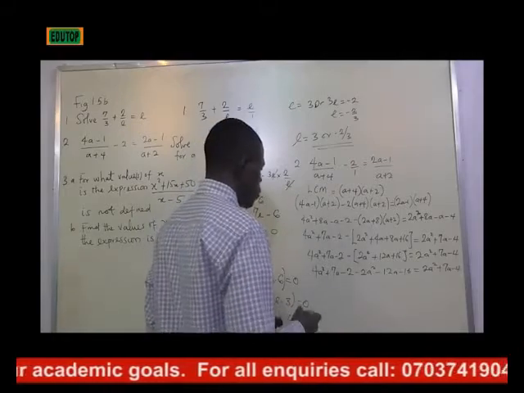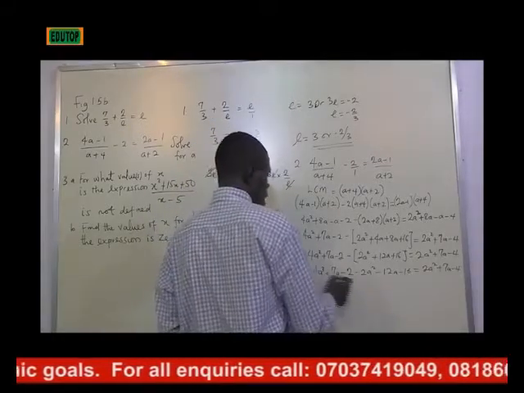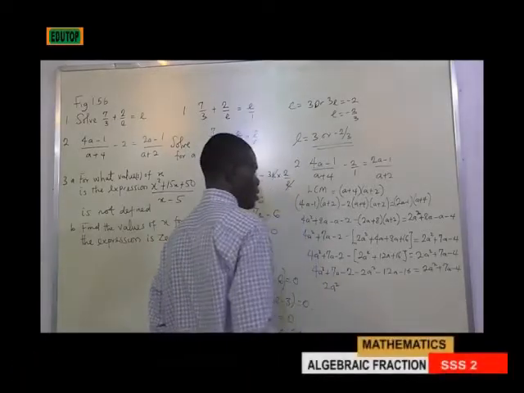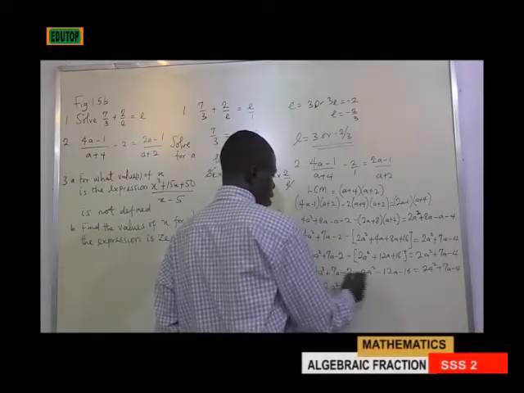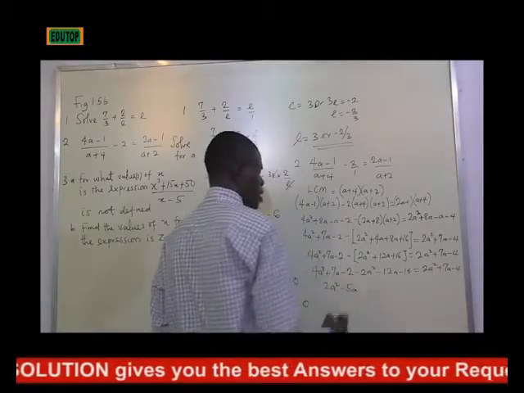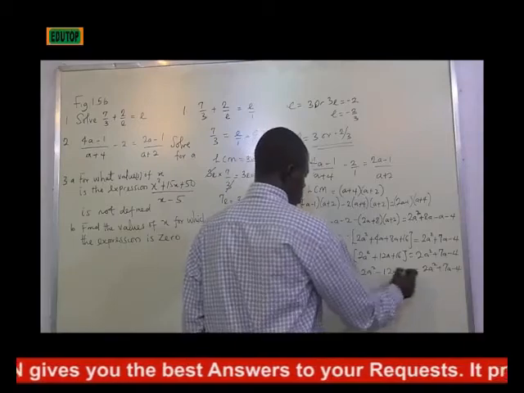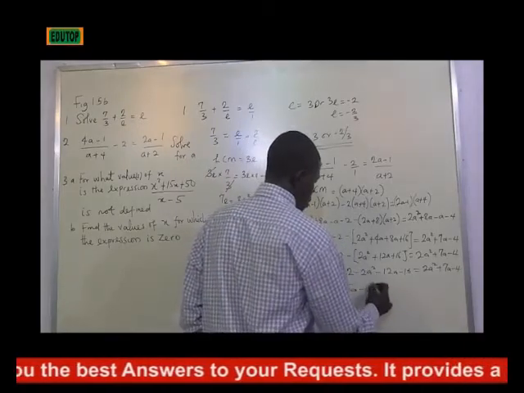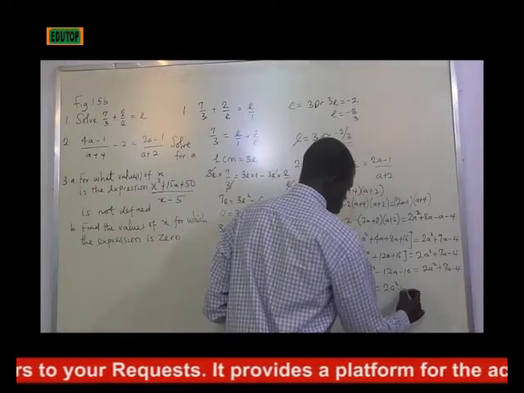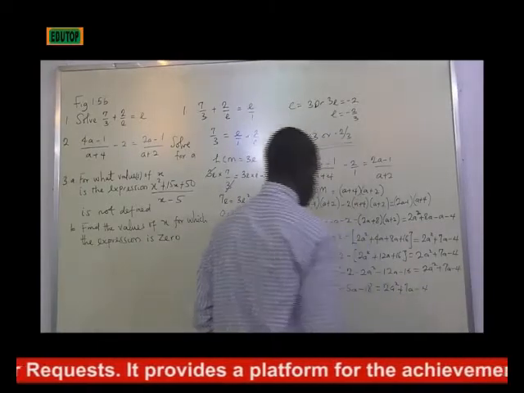Then here we resolve 4a squared minus 2a squared. We have 2a squared on this side. Plus 7a minus 12a, minus 5a on this side. Minus 2 minus 16, that's minus 18, equal to 2a squared plus 7a minus 4.